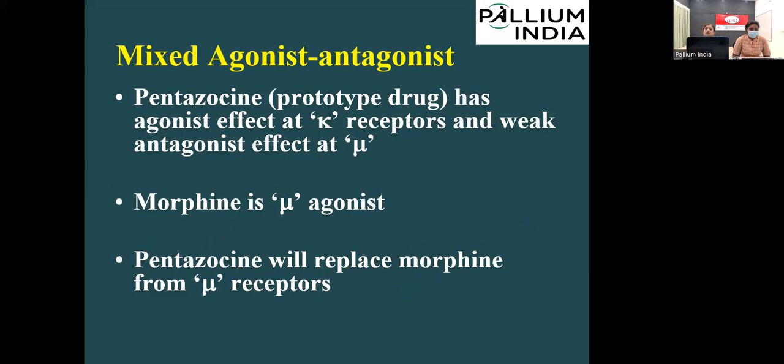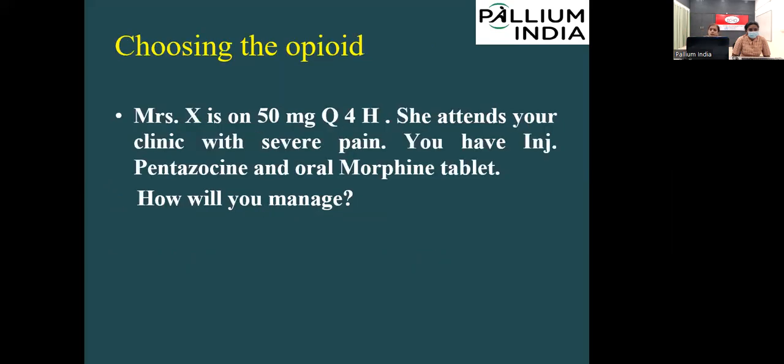So this patient was already on oral morphine, right? The patient is coming to your clinic with severe pain. If you give pentazocine, it will replace morphine from the mu receptor, so morphine's action will be reduced. It's better to avoid giving pentazocine or buprenorphine or any partial or mixed agonist-antagonist when the patient is on strong opioids. I'll come to that concept again.